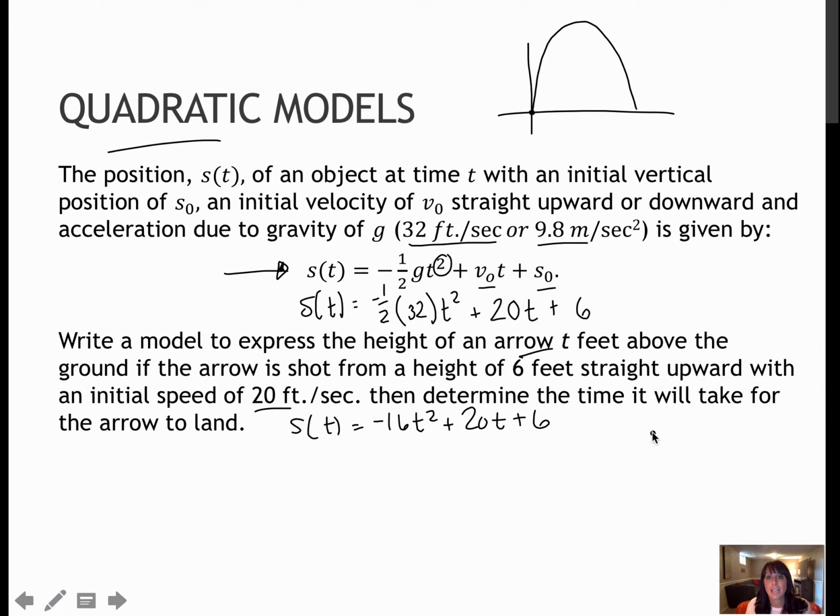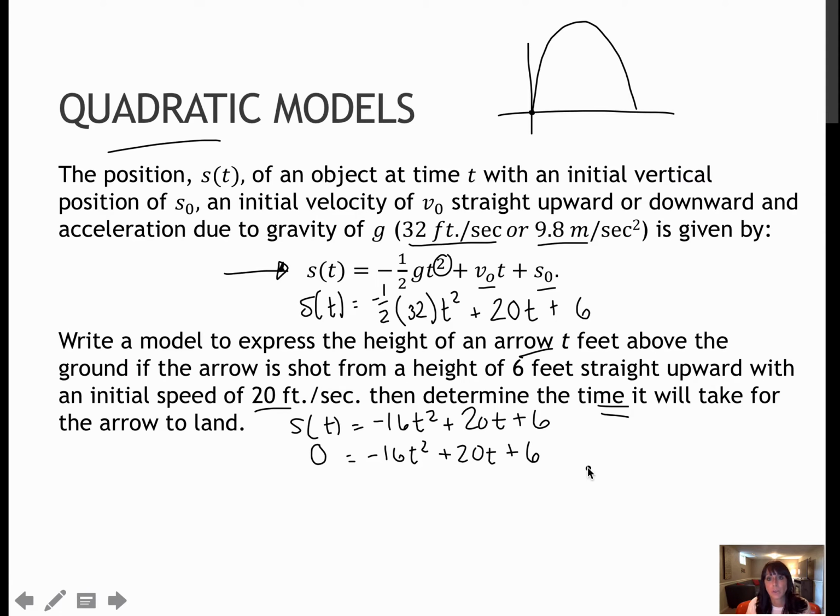In addition, it asks me to find the time it will take for an arrow to land. So then we have to ask ourselves, when the arrow lands, what do we know about it? Well, we're trying to find the time, which means we're solving for t. S of t is the position, how far off the ground it is, and if it's landing, that means that position is 0. So 0 equals -16t squared plus 20t plus 6.